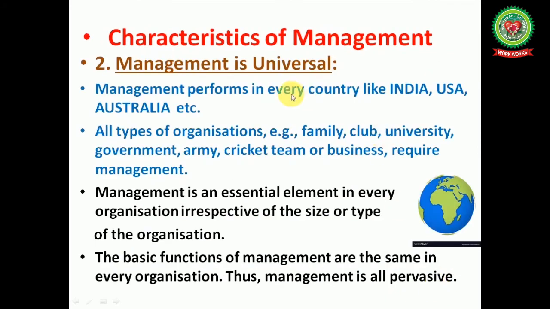Next, management is universal. For example, management performs in every country like India, USA, Australia the same way. And all types of organizations, for example, family, club, university, government, army, cricket team or a business, require management, as the same process is included in various countries and in various organizations. So management is an essential element in every organization, irrespective of the size or type of the organization. The basic functions of management are the same in every organization. Thus management is all pervasive.